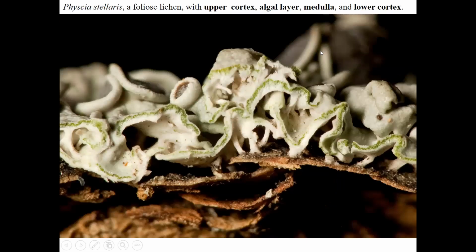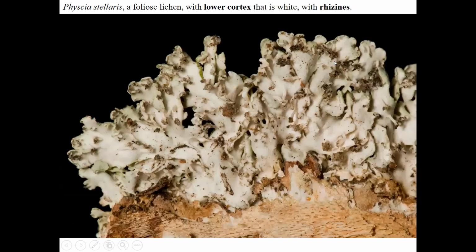If you make a cross-section of this lichen, you'll see that same stratification. So here is the algae layer, just below the upper cortex. The hyphae get really close to it and absorb nutrients that the algae produce. Algae are like plants, though they're not plants. They do photosynthesis the way plants do, and produce food for the partnership. So this is a cross section of a foliose lichen.